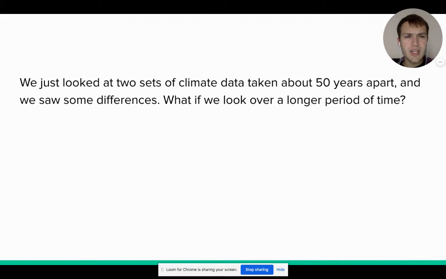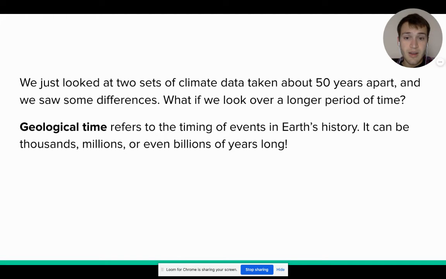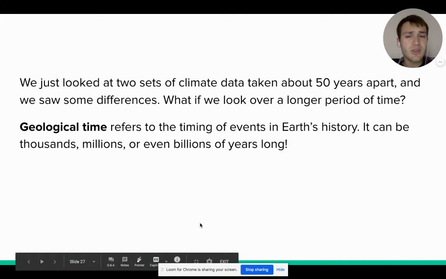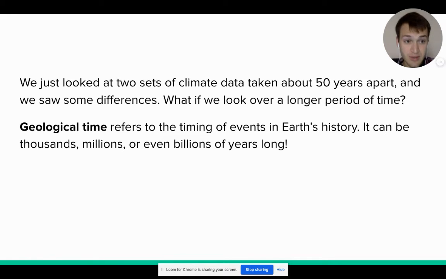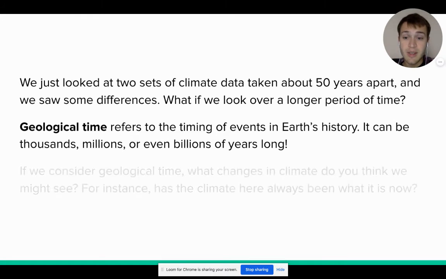Now, what if we wanted to know how climates have changed over a much longer period of time? We're actually going to look at geological time, which refers to the timing of events in Earth's history. It can be thousands, millions, or even billions of years long. So this is a really long time. It's because the Earth is really old.